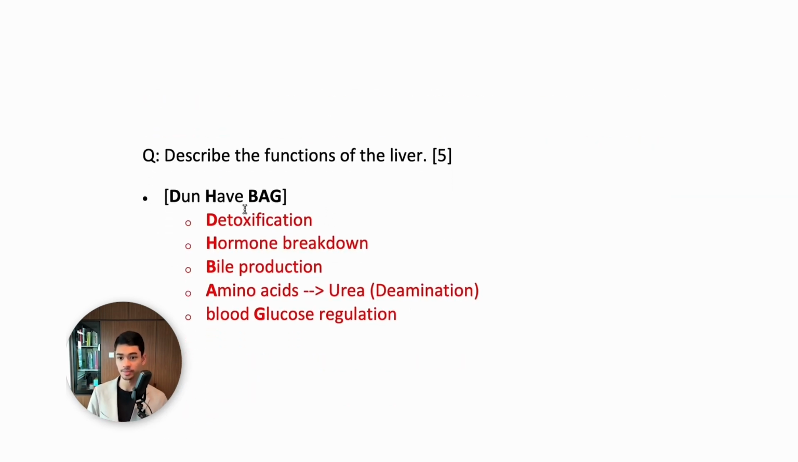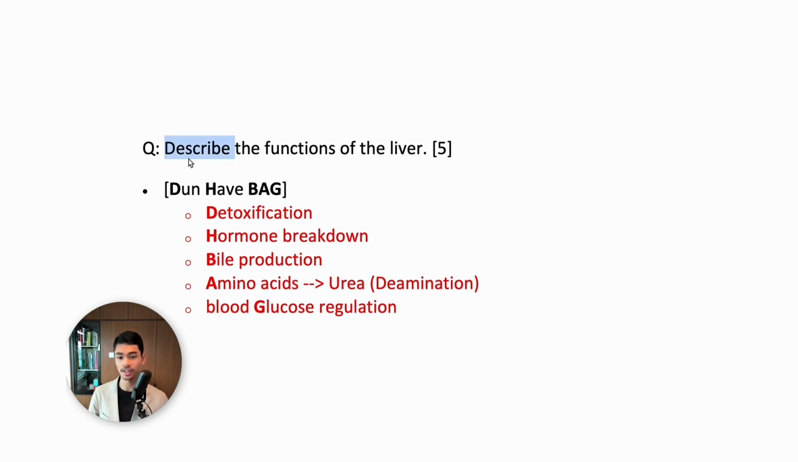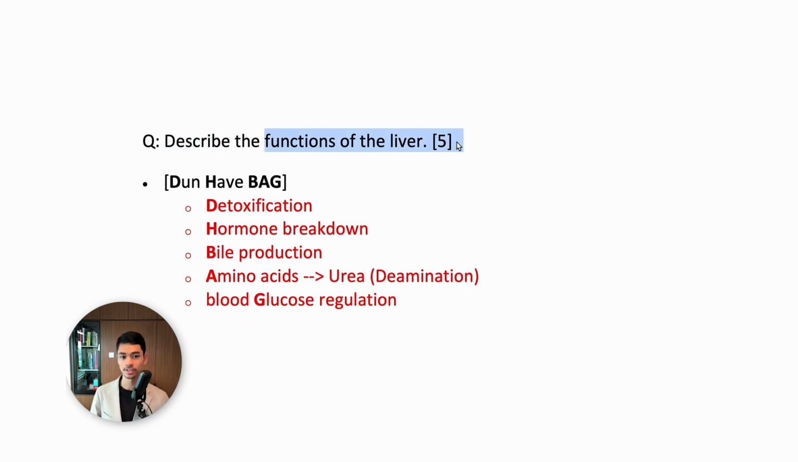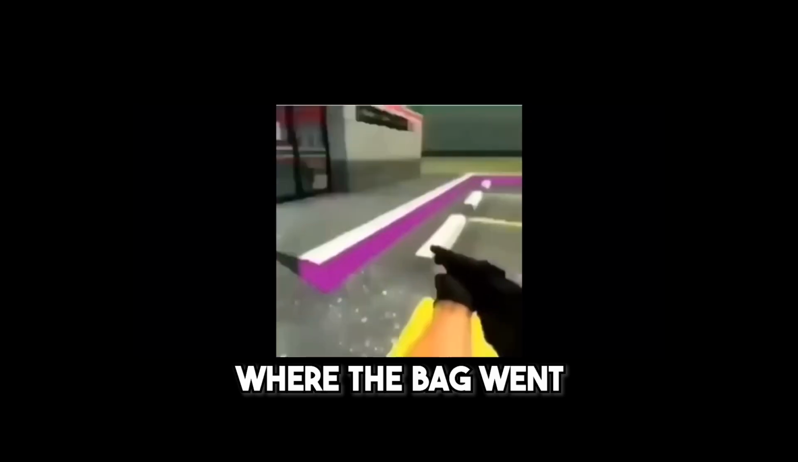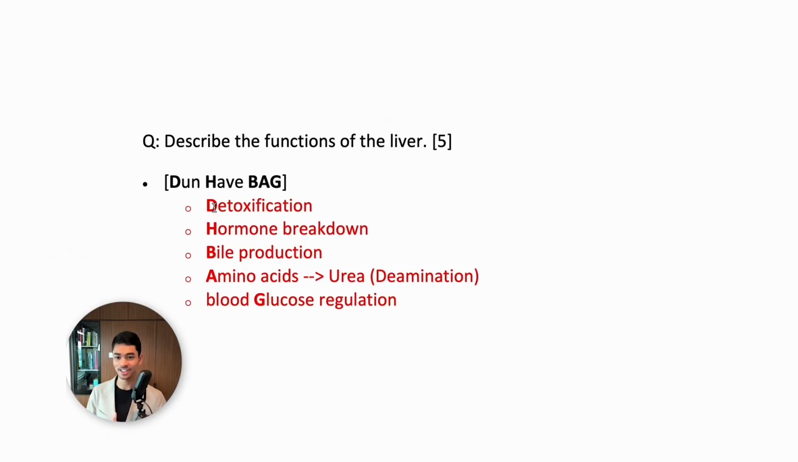Okay, so here's another example. Describe the functions of the liver. So this one is actually just bio. It's just the bio content they're asking for. Okay, and good news, this one we have a memory shortcut also. It's called "don't have bag." Like, where's my bag? I lost it. Yeah, don't have bag. Put the money in the bag. So D, H, bag.